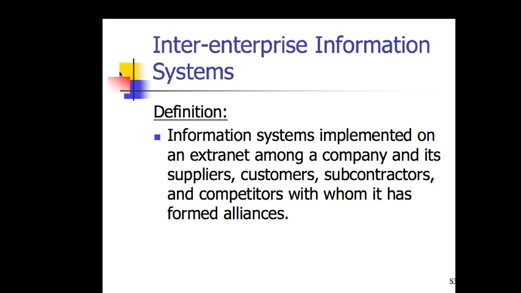All right, we are going to get through the rest of this lecture, believe it or not. So, let's see, Enterprise Information Systems. I said that right. So by definition, IS implemented on extranets among the company and its suppliers, companies, subcontractors, competitors, with whom it has formed alliances.